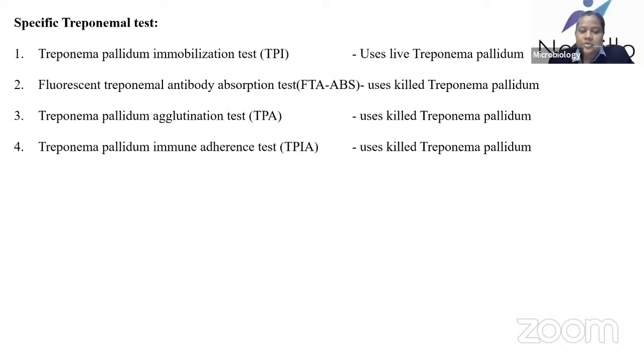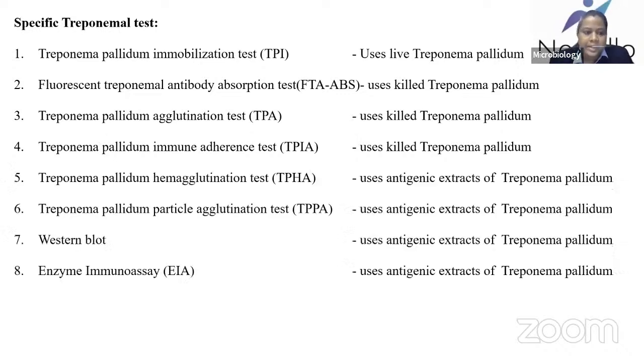The next three tests use the killed Treponema pallidum as the antigen. One is the fluorescent treponemal antibody absorption test, shortly called FTA-ABS, the Treponema pallidum agglutination test, and the Treponema pallidum immune adherence test. These are the tests where the killed Treponema pallidum is used for the diagnosis.